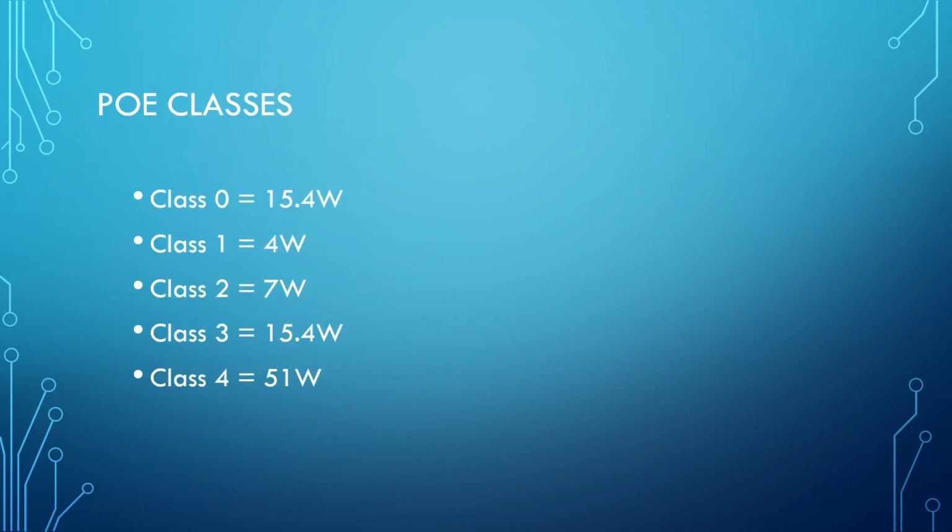And so these are the different classes. Class 0 is the default. If, for whatever reason, an endpoint device or power device doesn't support power class message exchange, then by default, if a switch detects a PD but doesn't receive any power class message, it will just provide 15.4 watts of power out of that interface. Class 1 is going to be 4 watts, class 2 7 watts, class 3 15.4 watts, and class 4 51 watts. And there are other classes as well.